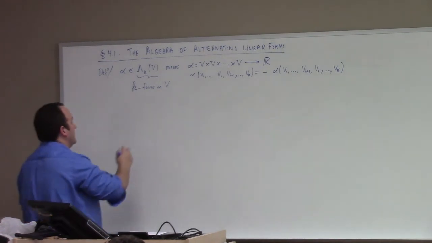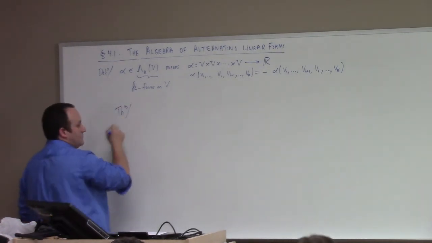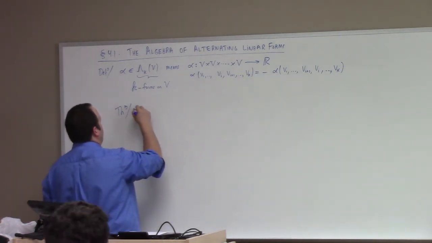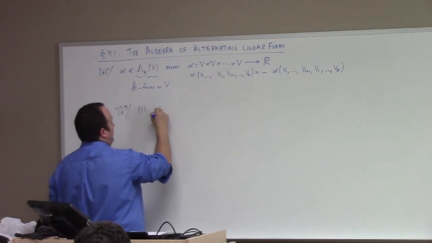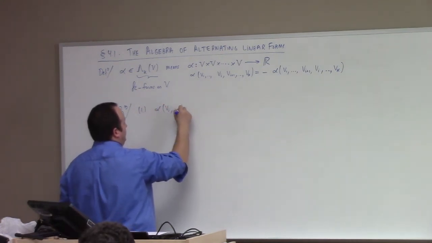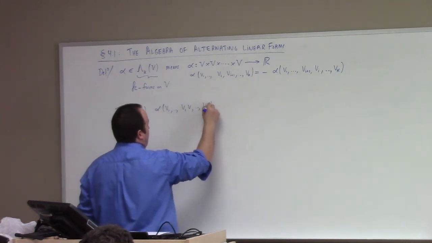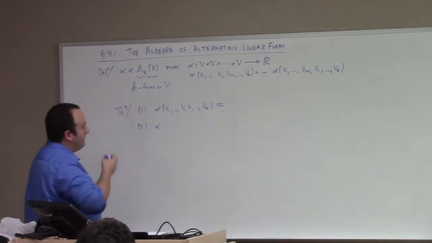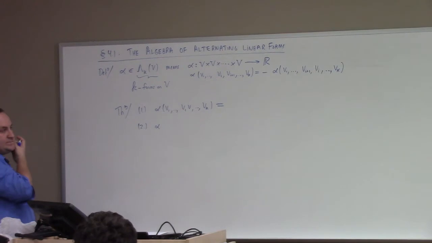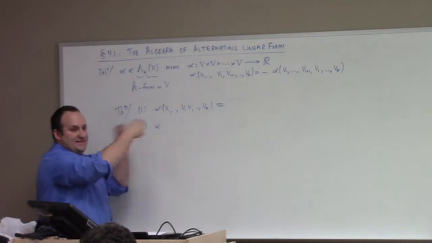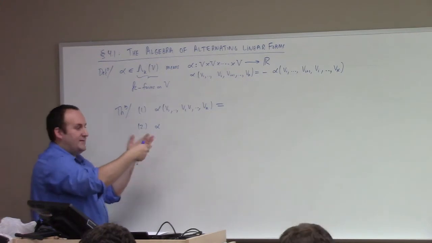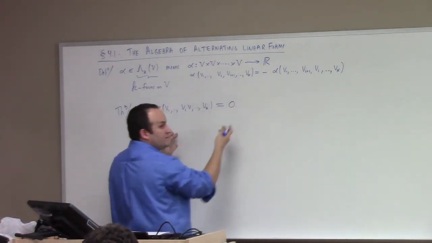So, theorem. The first theorem we have is that if you have such an alpha, then number one, if we have alpha of v1, ..., v, ..., v, ..., vk, if you have any repeat, then if you think about it, that's minus itself, right? So if something's equal to minus itself and we're working over the reals, that means it's 0. So this is 0. That's the proof.